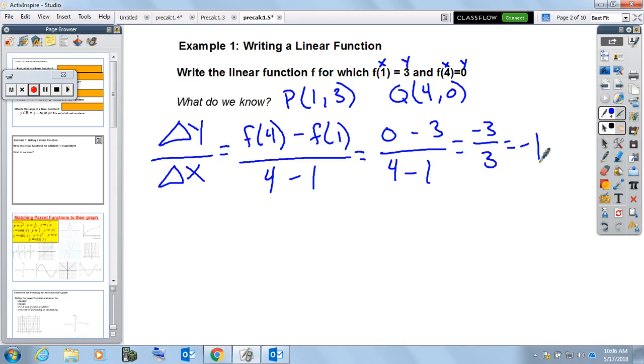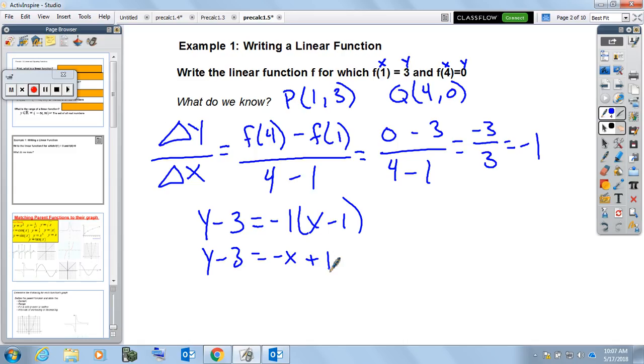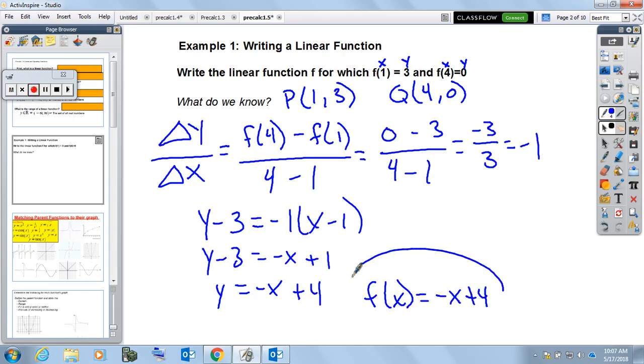Now we have these two values, we can easily write the linear function. We have a point and we have the slope. y minus y1, I'm going to use P, equals -1 times (x minus 1). We get y minus 3 equals -x plus 1. I'm going to add the 3 over, and we get -x plus, 1 plus 3 ends up giving us a positive 4. Because we want it in function notation, we're going to make sure we switch it out and turn it into function notation. All right.